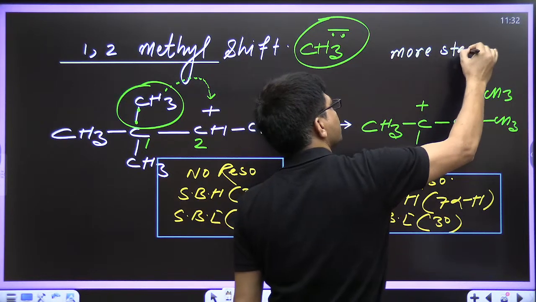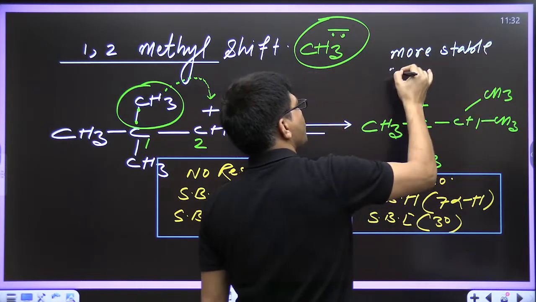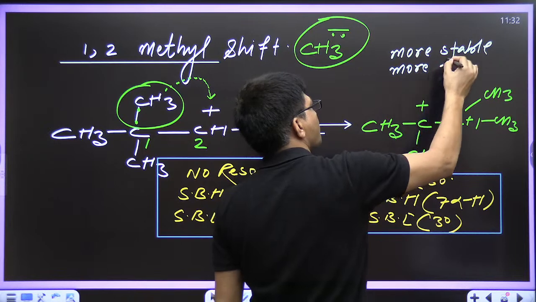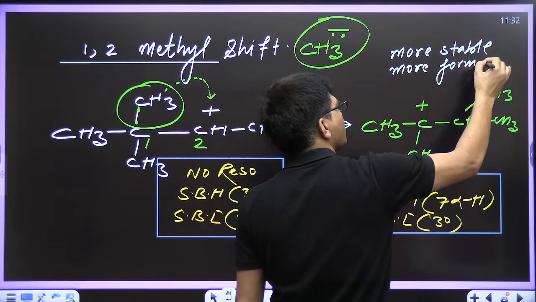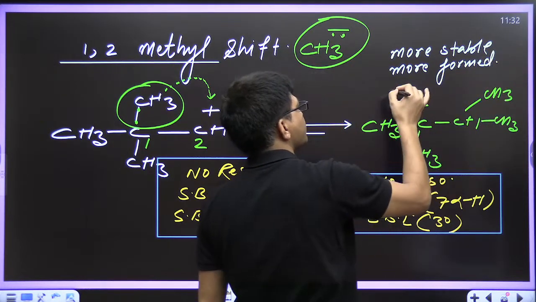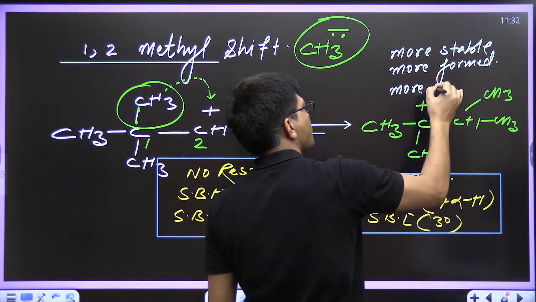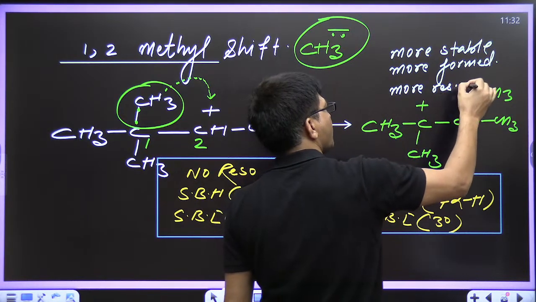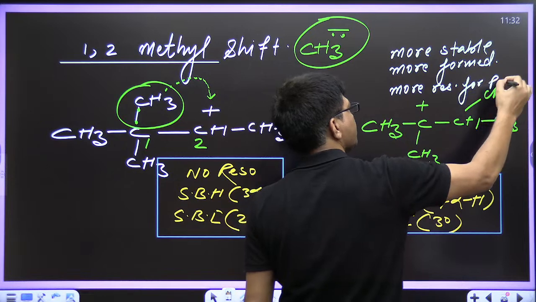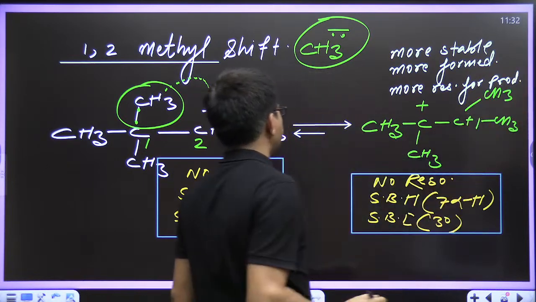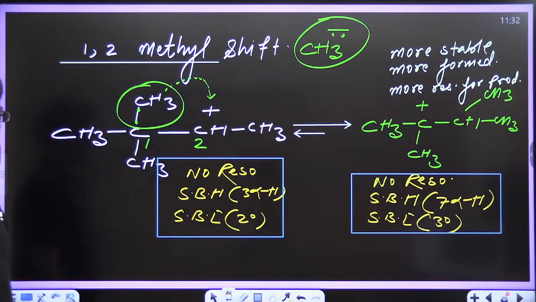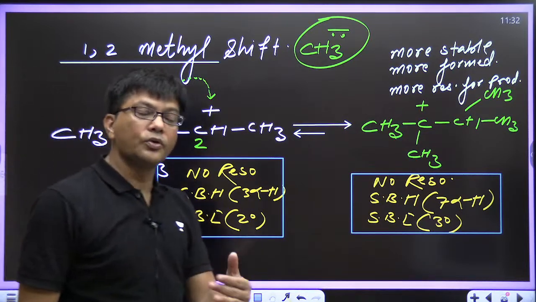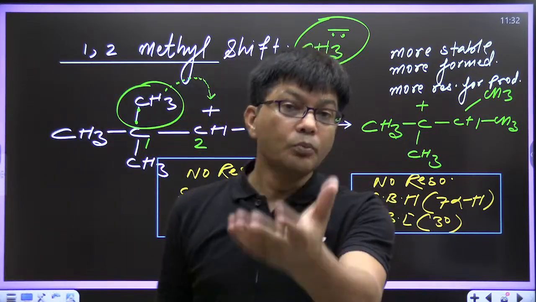More stable, definitely more formed, more responsible for product formation. Is that clear to all of you? Both the carbocations will get formed, but the more stable carbocation will be more formed.